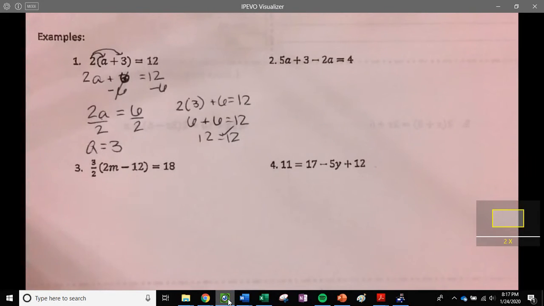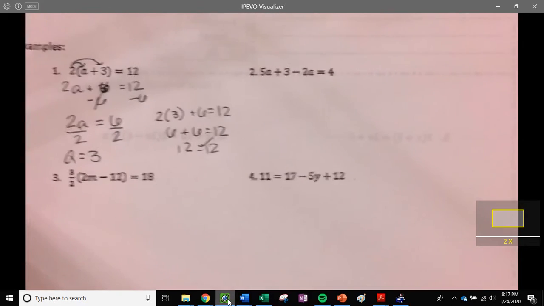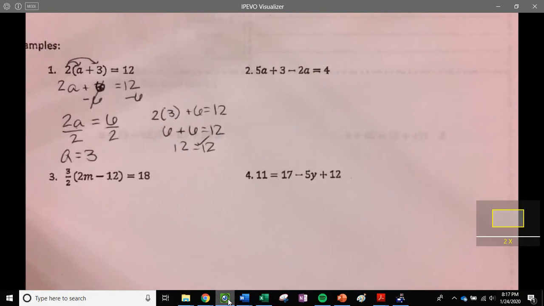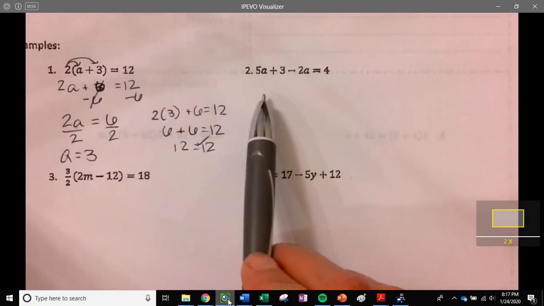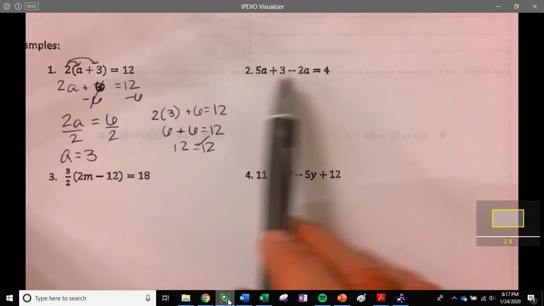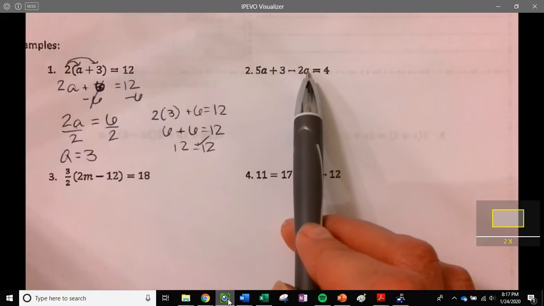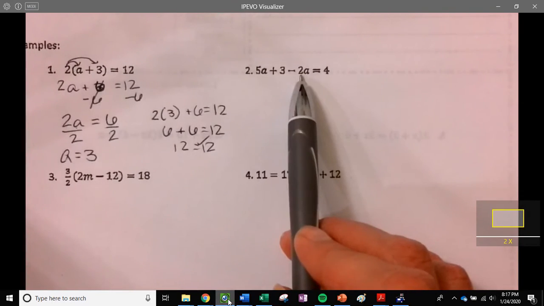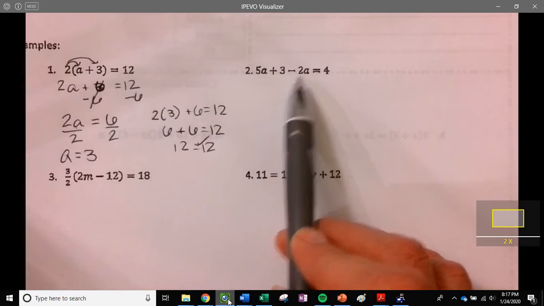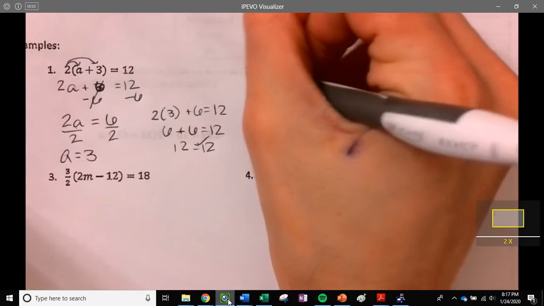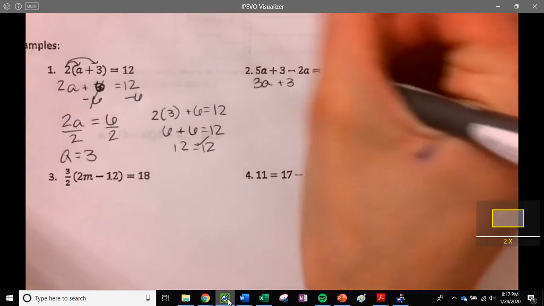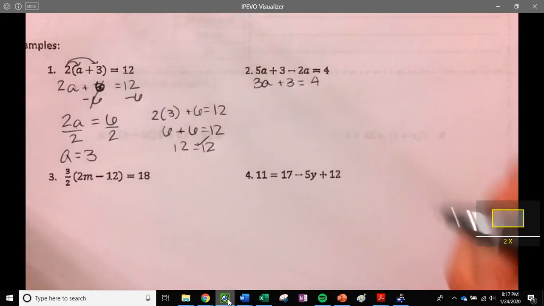All right. Let's check out number 2. 5a plus 3 minus 2a equals 4. All right. What can I do to modify this to make it ready for a two-step equation? I see a 5a and I see a negative 2a, which means I have like terms that I can combine. 5 minus 2, or 5 plus negative 2, whatever you're more comfortable saying. That's going to give me 3a plus 3 equals 4.